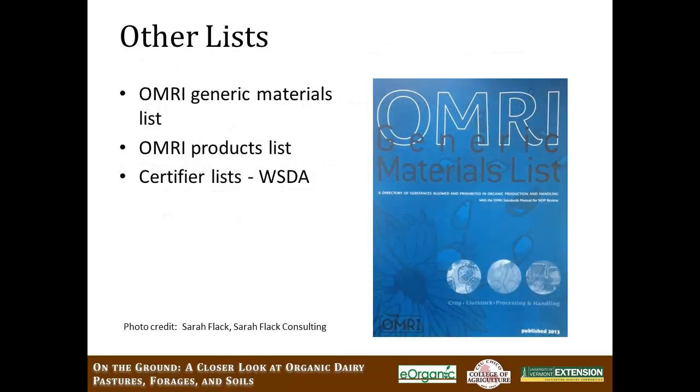So now, in addition to the National Organic Program's list, which we'll look at in a little bit more detail, I also want to mention the OMRI list. OMRI is the Organic Materials Review Institute, and they publish two booklets. This one is the Generic Materials List. So this is a list of basically the ingredients or the generic materials that are allowed. And then there are also some lists that are by brand name, one by OMRI, and also there's a certifier list from the Washington State Department of Agriculture, which includes a brand name list of allowed materials.